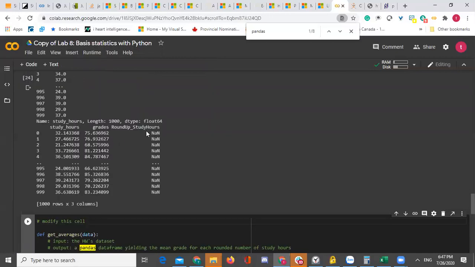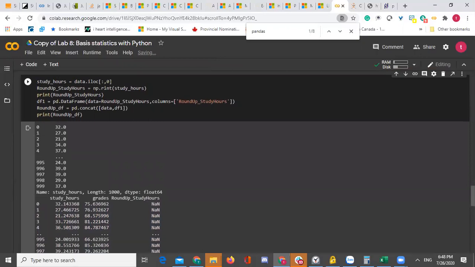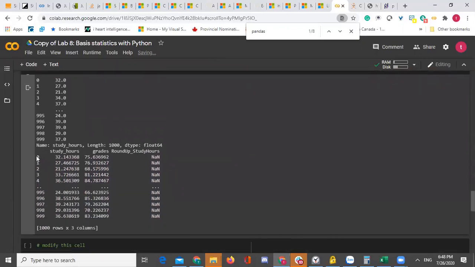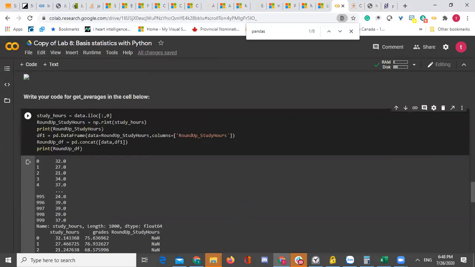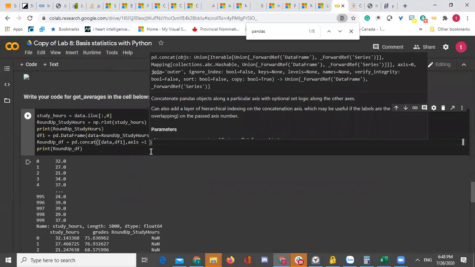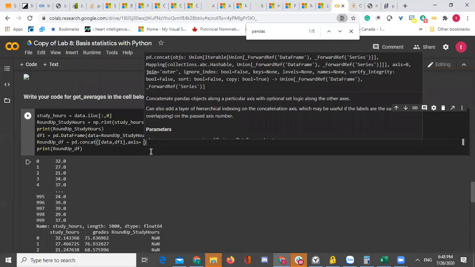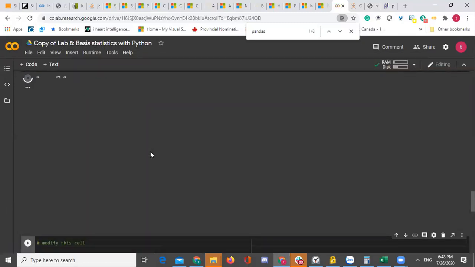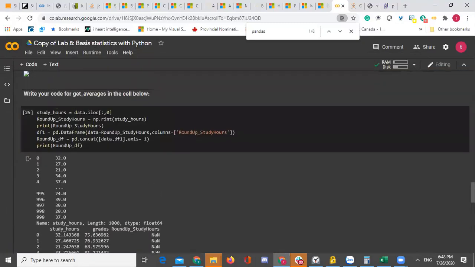Oh, sure. So it's NAM. You should give the axis. By default, it is axis 0. Yes. So you say axis 1 in the concatenation. Add the axis equals 1. And don't make a print. Try to look at the head. Round up the head. Okay.